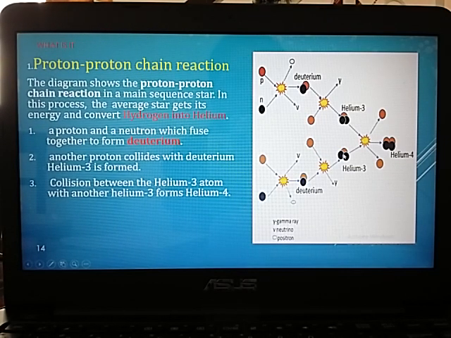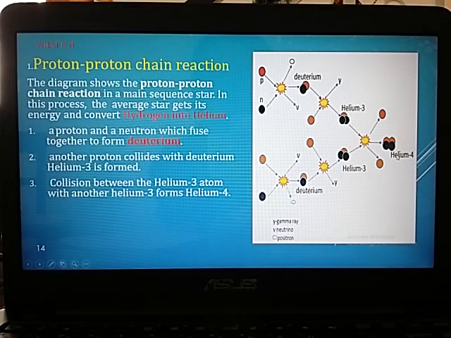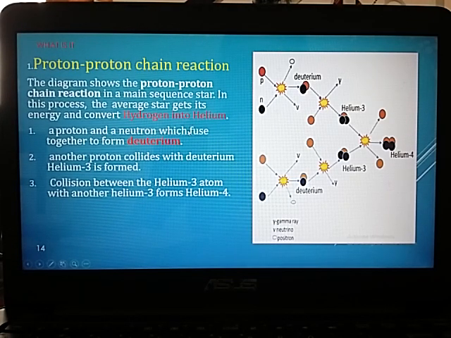So, dalawa na helium-3. Dalawang helium-3 fused together. Anong naging? Naging helium-4 with the release of proton. Helium-4. And helium-4 is an element. So, sa proton-proton chain reaction, what element is formed? The element formed is helium-4. So, that is a proton-proton chain reaction.